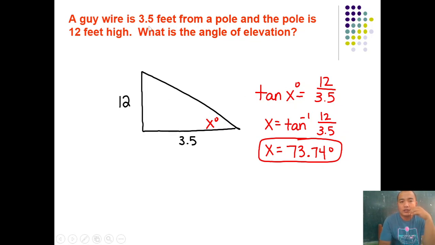A guide wire is 3.5 feet from the pole and the pole is 12 feet high. What is the angle of elevation? Tangent x equal to 12 over 3.5.